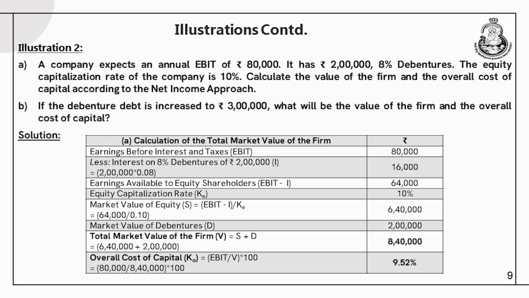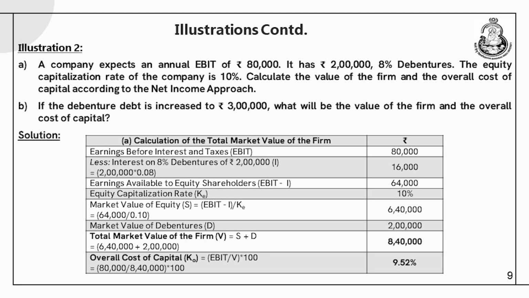Now, you can calculate the overall cost of capital, that is KO, and how it is calculated? You divide EBIT by V and you multiply it by 100. So, EBIT is 80,000 given in the question. You have calculated V, that came out to be 8,40,000. So, 80,000 is how much of 8,40,000? It is 9.52%. So, KO comes out to be 9.52%. So, this is the first part that we have solved.